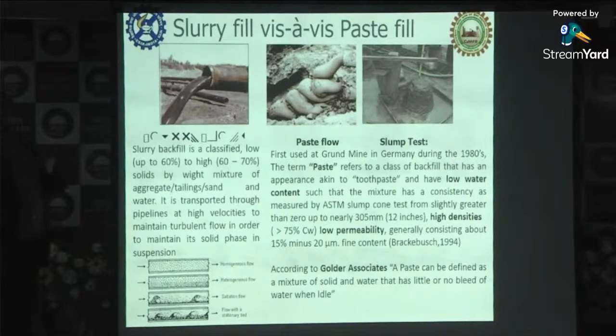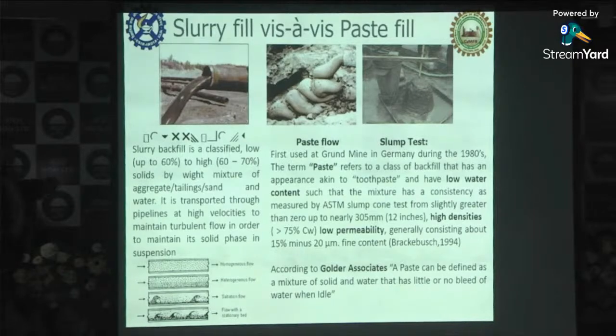Now a summary comparison between paste fill and hydrofill. Slurry fill is classified as low to high density solids. Low means up to 60% solids by weight, and 60 to 70%. It is actually 75% solids by weight for high density cemented fill.